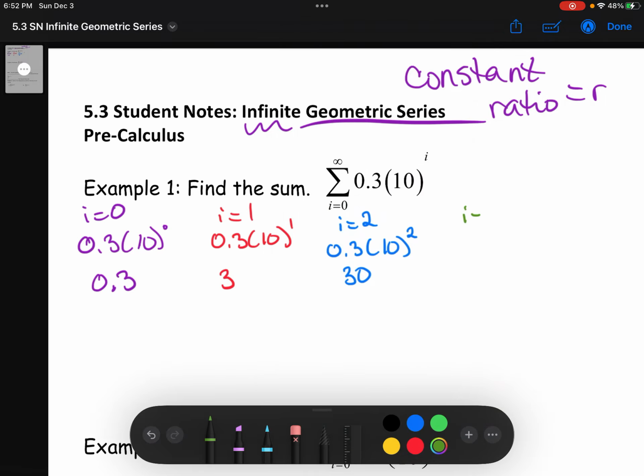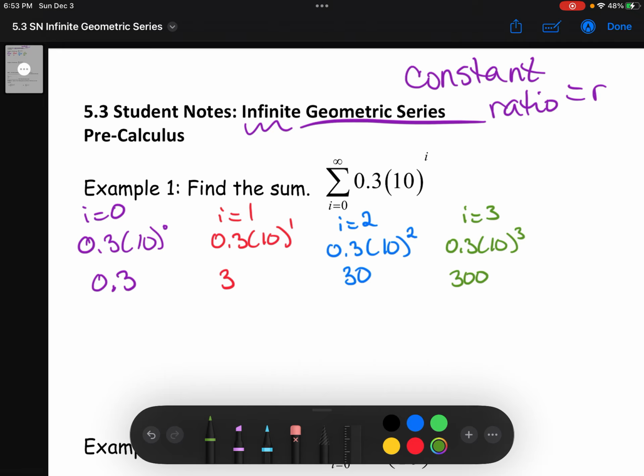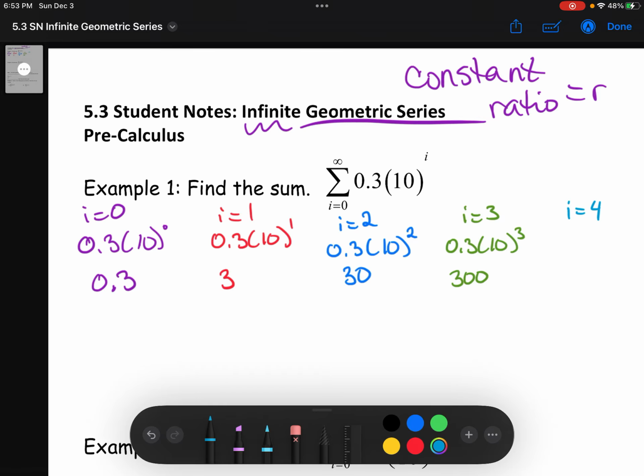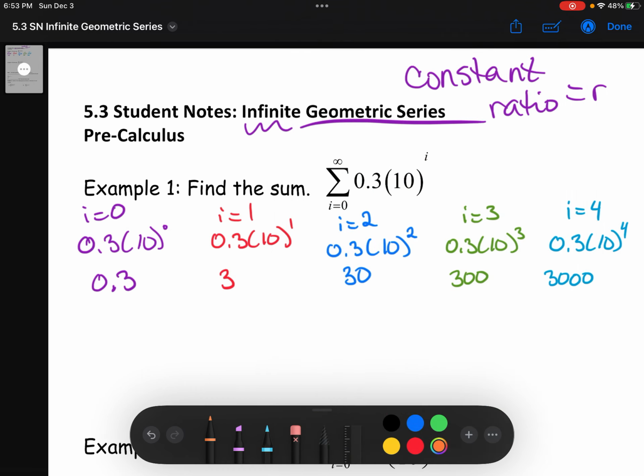And we're going to keep going a few more terms. I equals 3 would be 0.3 times 10 to the third, and that is 300. And I'm going to squeeze one more in. We're going to do I equaling 4. So that is 0.3 times 10 to the fourth, which is 3,000. Okay, now those are just the individual terms. That summation notation wants us to add these together.